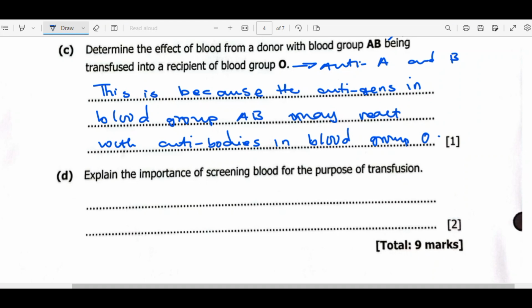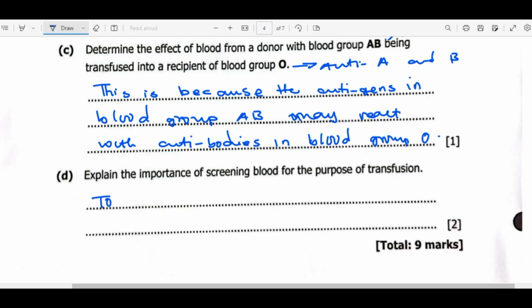Now, D, explain the importance of screening blood for the purpose of transfusion. So before transfusion, blood must be screened. So to screen simply means you check. So why do they check blood before donating it? So that they just check if the blood is compatible. Apart from compatible, if there are no diseases like HIV, we have hepatitis. So that is the importance of screening.